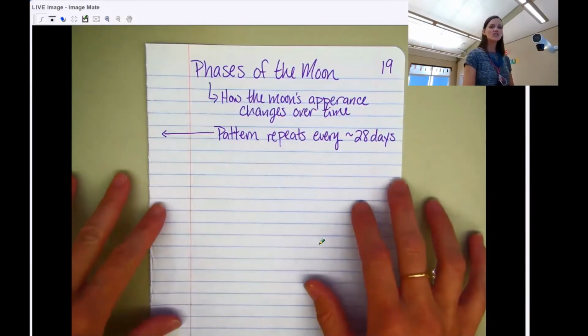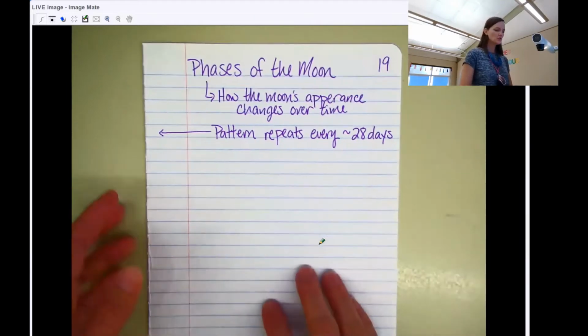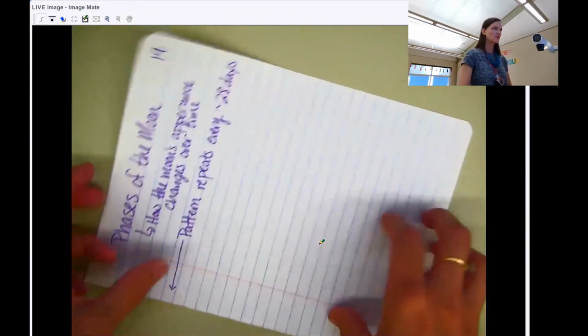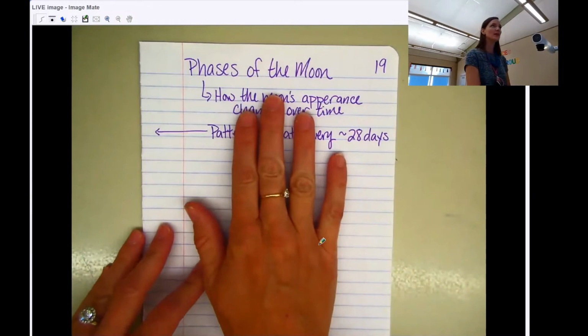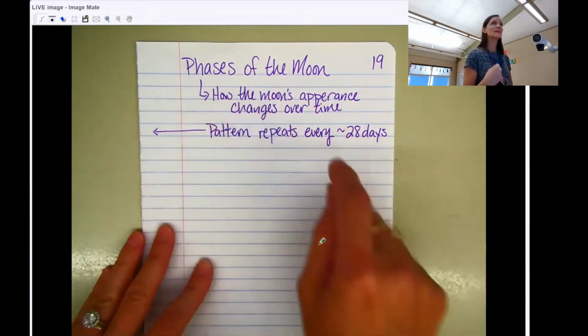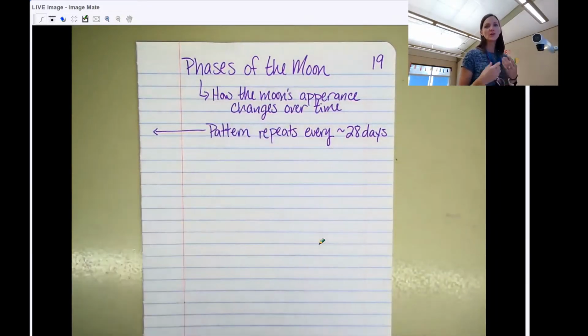All right, guys. So the last video I made for you, we made the following notes. We talked about the phases of the moon, how the moon's appearance changes over time, but we know the moon doesn't actually change size or shape. It's the moon. We just see different parts of it lighted by the sun.